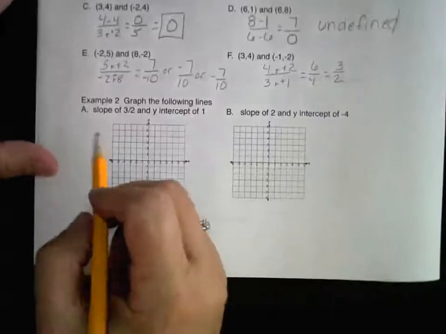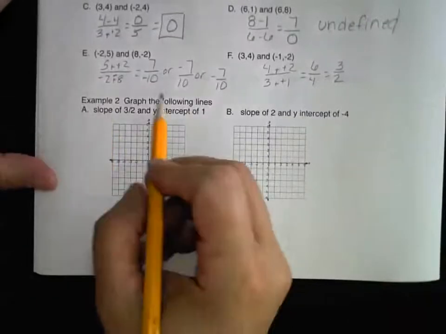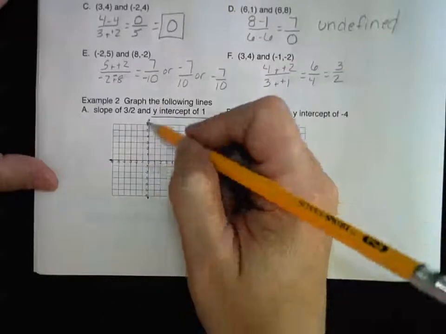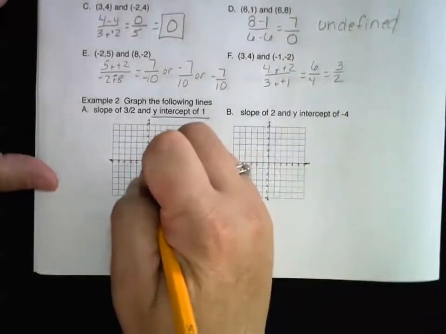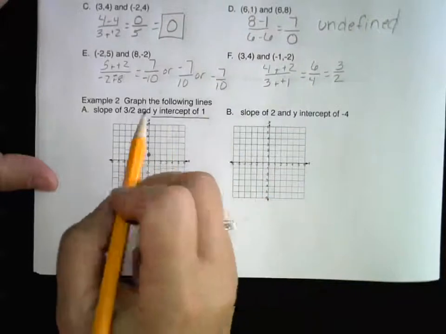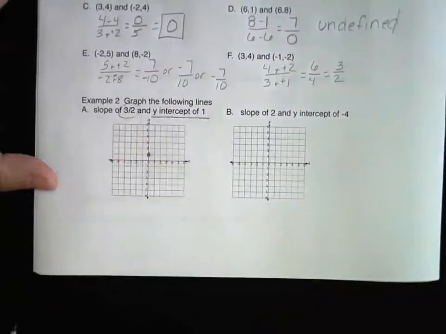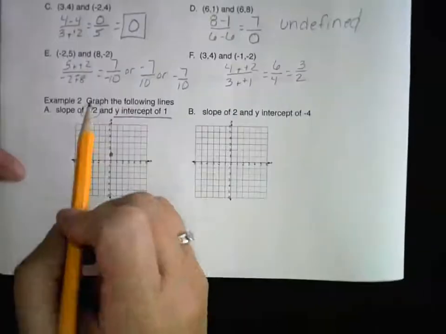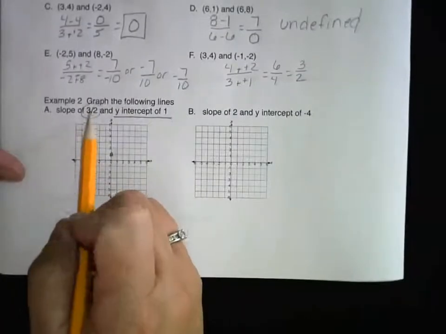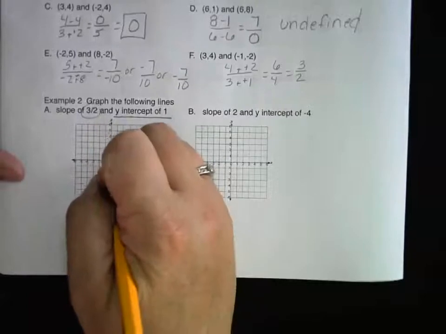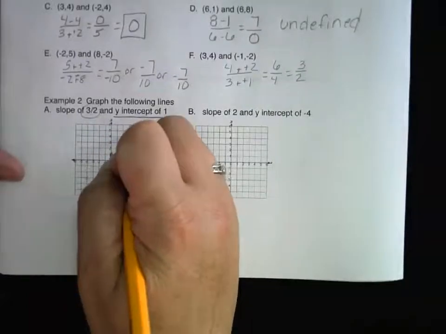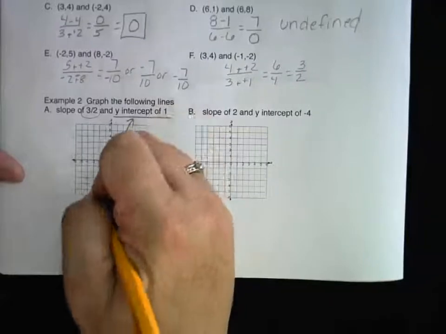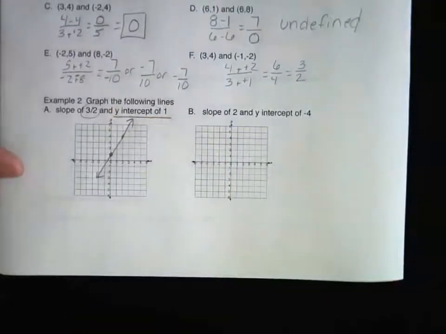Example 2, we're asked to graph the following lines, and we're going to start with our y-intercept. This is our y-axis, so our y-intercept is 1. Our slope means rise over run. That's right up here at the top. So that means we're going to go up 3 and 2 to the right. So from here you go up 3 and 2 to the right. And that's what your line looks like.